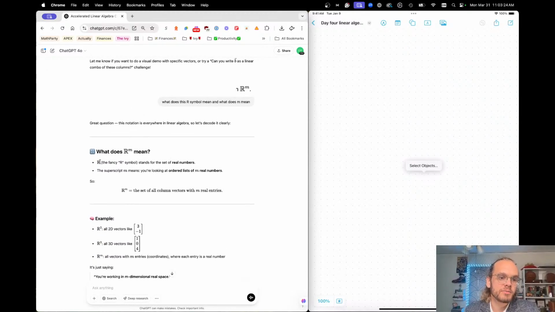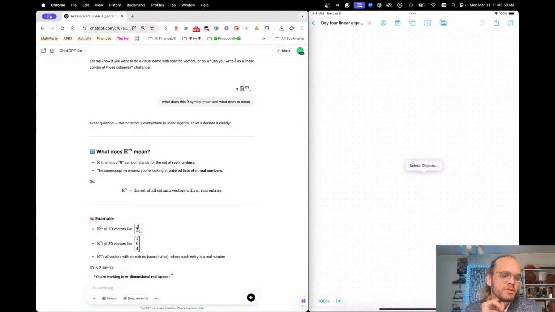So what does R^m mean? R, the fancy symbol R, means the set of real numbers. So R^2 is the set of all 2D vectors. And this is how they're writing vectors now, I guess, as a vertical column in a matrix. And a vector, from my understanding, is just a magnitude and a direction. So the magnitude you find by Pythagorean theorem, basically.